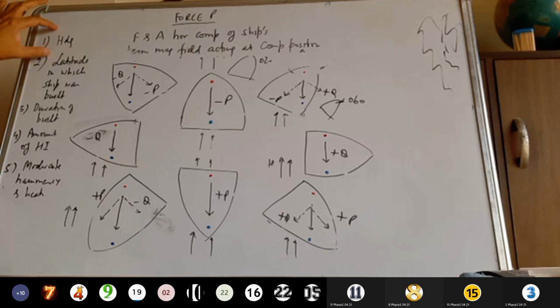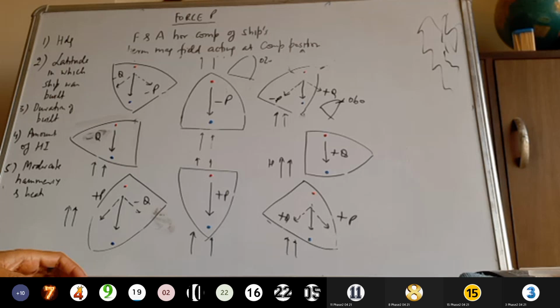Heading on which the vessel is built, latitude in which the ship was built, how long the vessel was lying in the same direction, what is the amount of hard iron present in the vessel, and moderate hammering and heating of the steel plates. Clear?